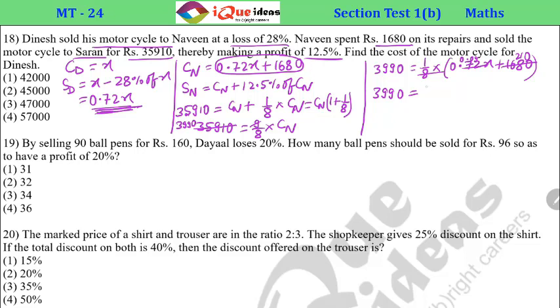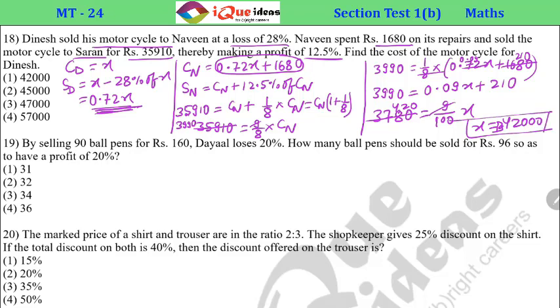x plus 210. 210 goes to the other side, gets subtracted. So it is 3780 equal to 9 by 100x. Okay, so 9 cancels 3780 420 times. So x is equal to 420 into 100, that is equal to 42,000 rupees, right? So as you can see, the x, that was the cost price for Dinesh, it is equal to 42,000 rupees, which is the first option.